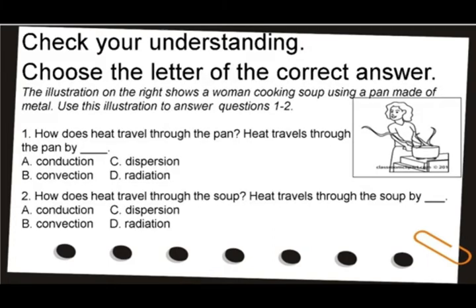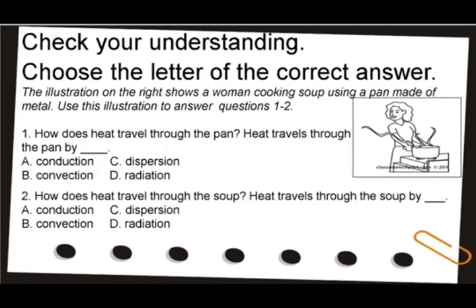It's time to check your understanding. Choose the letter of the correct answer. For questions 1 and 2, use the illustration on the right. This shows a woman cooking soup using a pan made of metal. Number 1. How does heat travel through the pan? Heat travels through the pan by blank. A. Conduction, B. Convection, C. Dispersion, D. Radiation. If you answered letter A, conduction, your answer is correct.